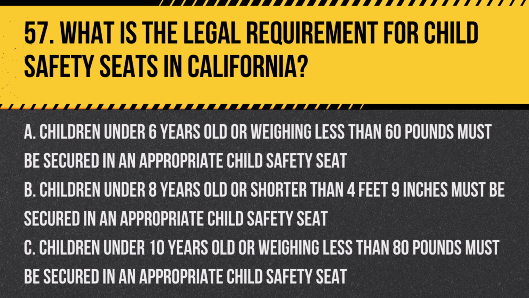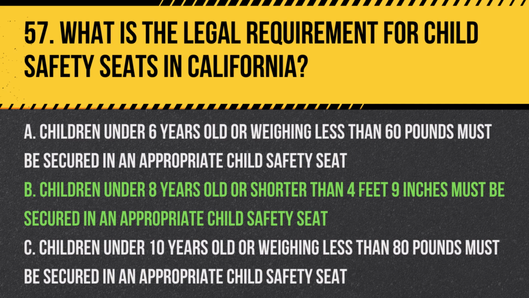Question 57. What is the legal requirement for child safety seats in California? A. Children under 6 years old or weighing less than 60 pounds must be secured in an appropriate child safety seat. B. Children under 8 years old or shorter than 4 feet 9 inches must be secured in an appropriate child safety seat. C. Children under 10 years old or weighing less than 80 pounds must be secured in an appropriate child safety seat. Answer: B.